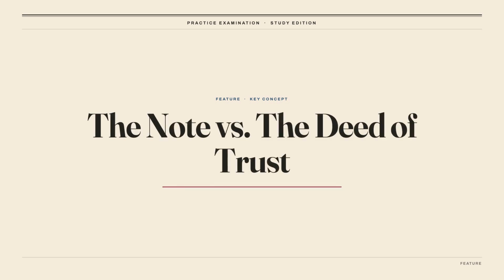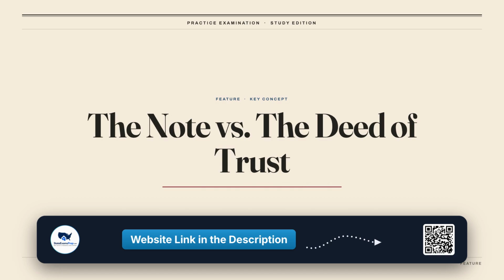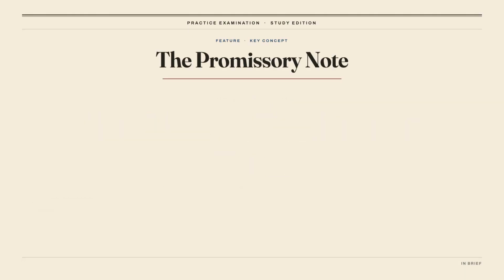At every Missouri closing, a borrower signs two documents that do entirely different jobs. One is a promise, the other is a pledge. Nearly every mortgage law question turns on keeping those two apart. The promissory note is the promise. It sets the principal, the rate, and the payment schedule, and it creates personal liability for the borrower.